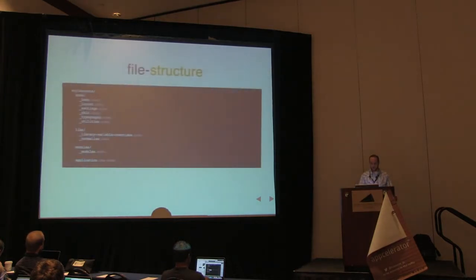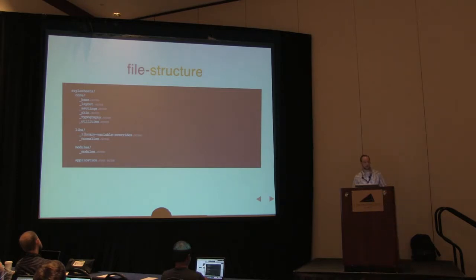So here's a look at the file structure. We start with the style sheets folder. Inside of that, we have 3 folders. We have our core styles. We have our libs, which is any third-party code. And then we have our modules, which starts off empty. It just has a modules.scss file that's going to import in all of our modules for us.